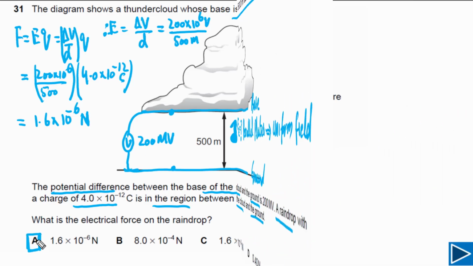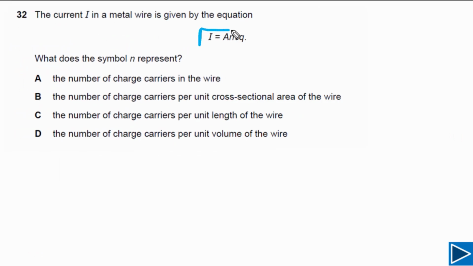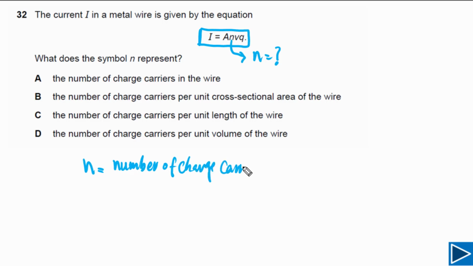So that's the answer. For question number 32, an equation is given to us and the question is asking us what the symbol small n is representing. And this question is quite straightforward. Let's try to understand first of all what n is. N simply represents the number of charge carriers per unit volume. This represents the number of charge carriers per unit volume. So simply we can write down this is what n is representing.